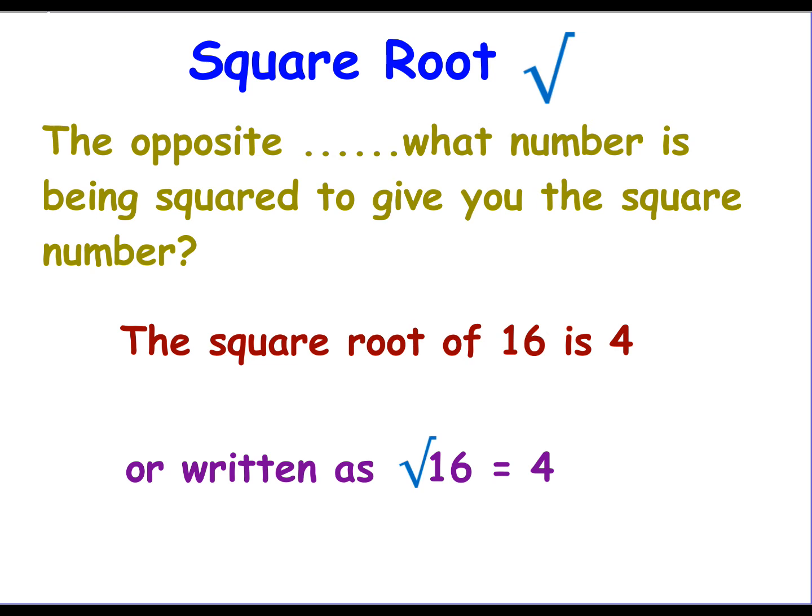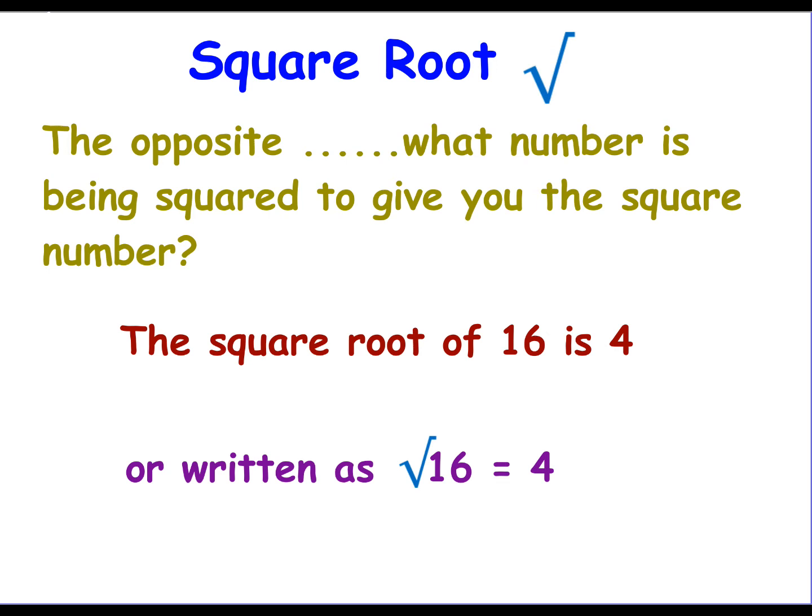Now, some of you will be aware of the term square root. And this is quite literally the opposite of squaring a number. It's giving us the number that is being squared that gave you our square number. So the square root of 16 is 4. So 4 times 4 gave us the 16. Or, written mathematically, this square root symbol of 16 equals 4. So the square root of 16 is 4.